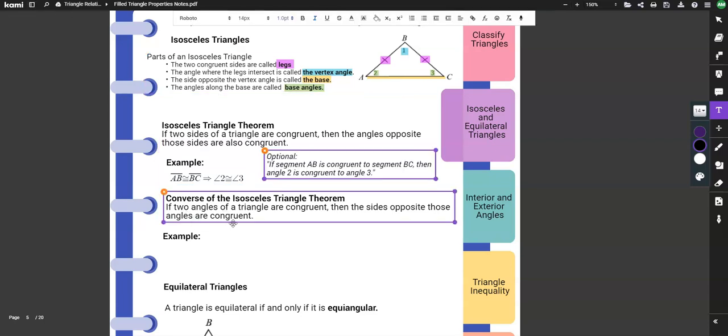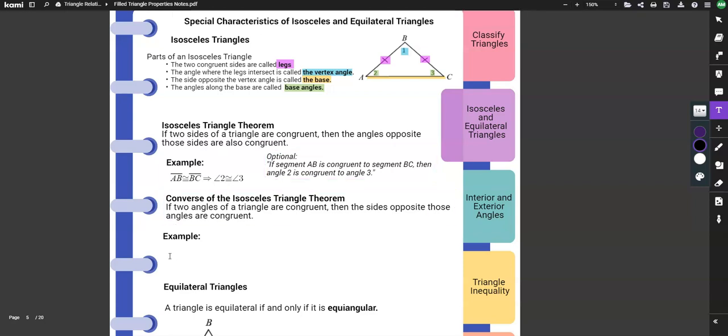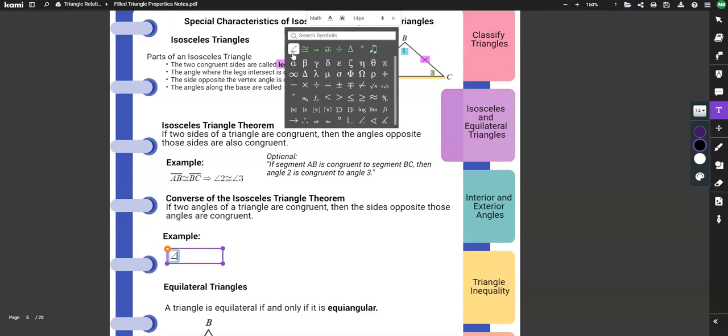So the converse is also true. If two angles of a triangle are congruent, then the sides opposite those angles are also congruent. So again, in the mathematical shorthand, we can say if angle 2 is congruent to angle 3, then segment AB is congruent to segment BC.